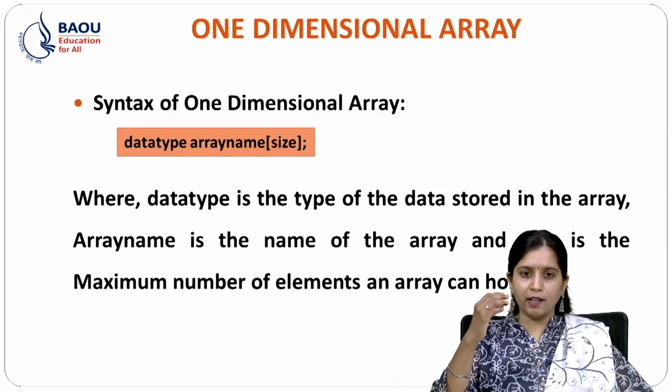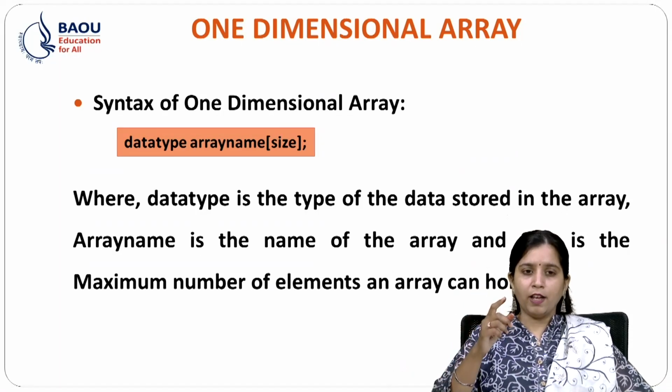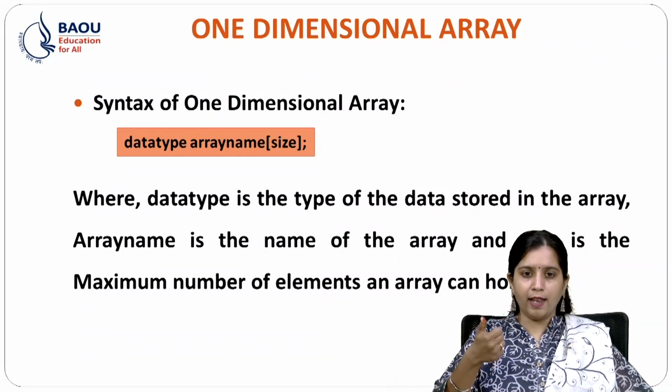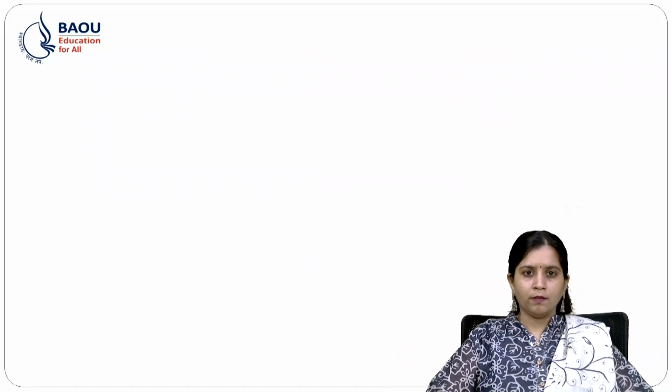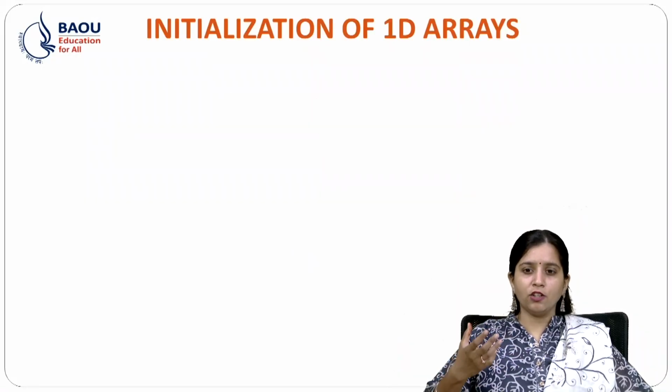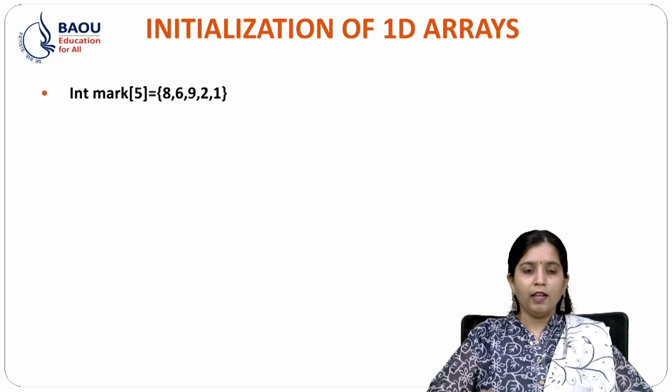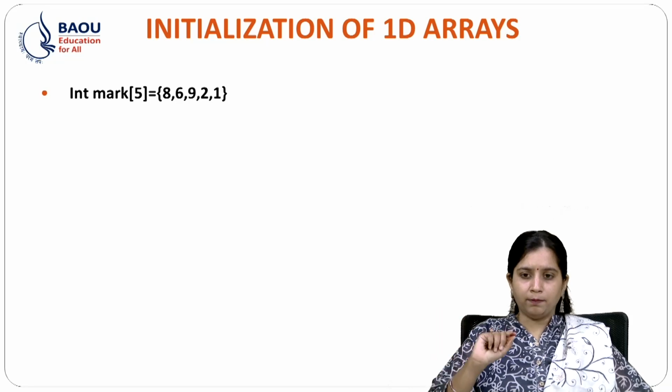First we will see the syntax of a one-dimensional array. First we specify the data type of the array. After that we specify the array name and the size of the array, which holds the maximum number of elements in that array. Now the initialization of a one-dimensional array is int marks[5] = {8, 6, 9, 2, 1}. Here marks is the array name, in which we have 5 integers: 8, 6, 9, 2, 1.